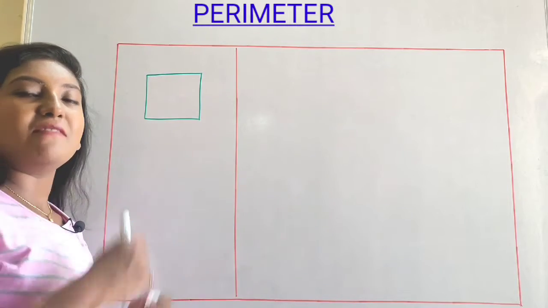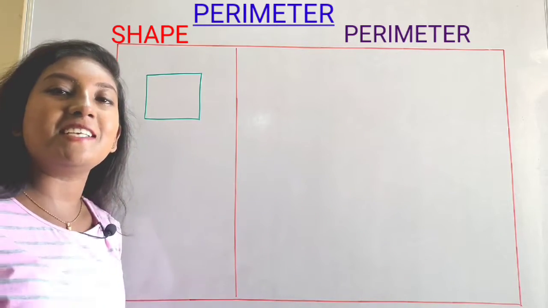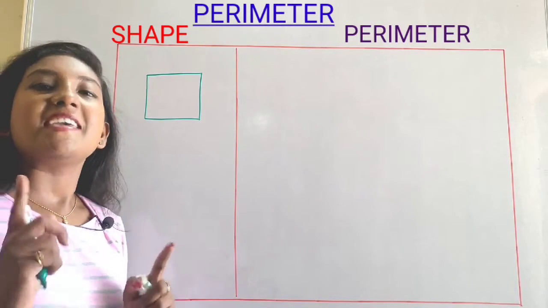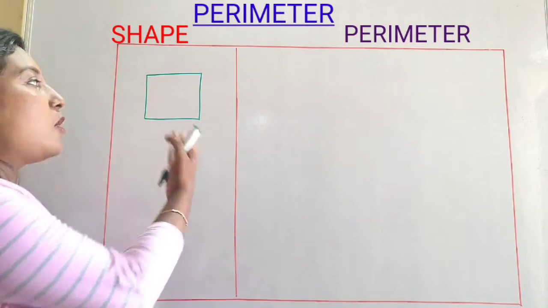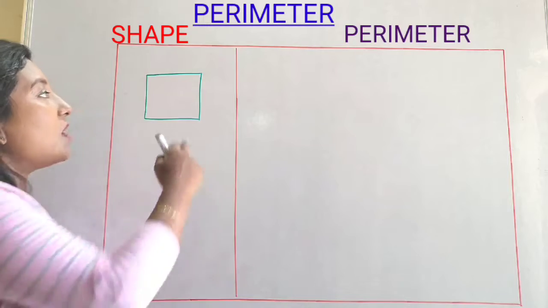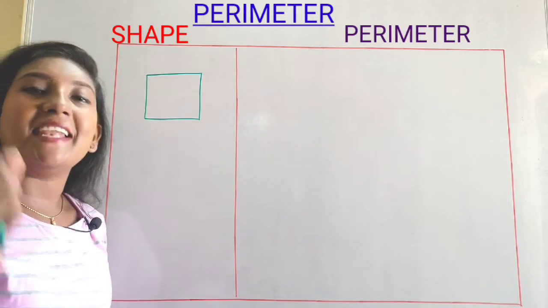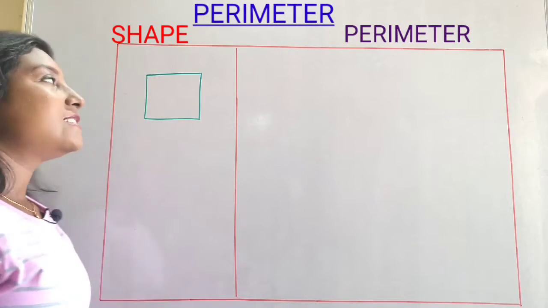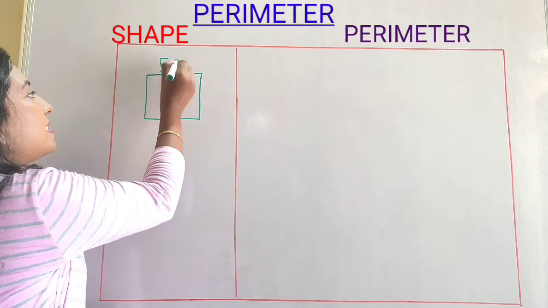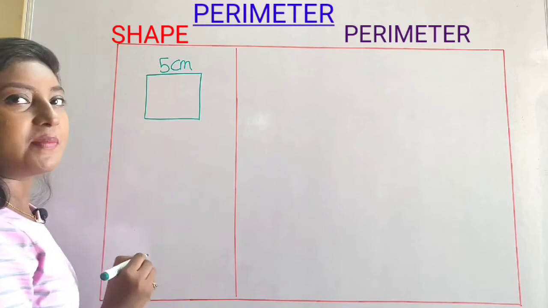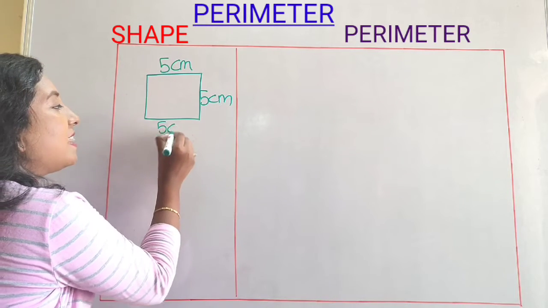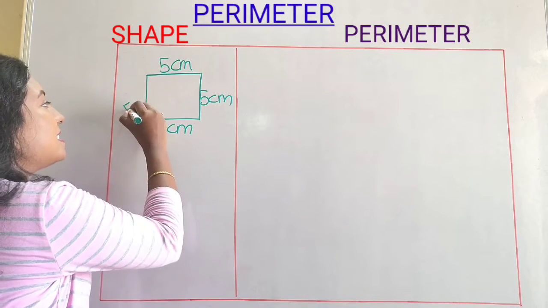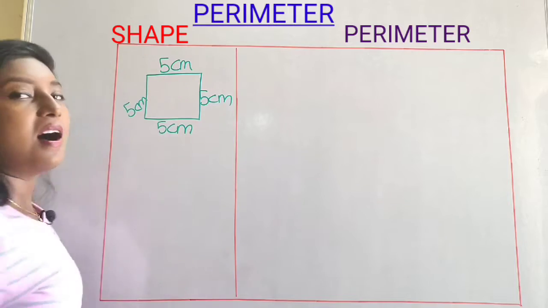So, here I have taken a figure. First of all, let us see whether it is a polygon or not. Yes, it is a polygon because it is made up of line segments and we call it a square because all the sides are the same length. So, now here let us take this length as 5 centimeters and here also I am taking it as 5 centimeters because the length of all the sides of a square are equal.